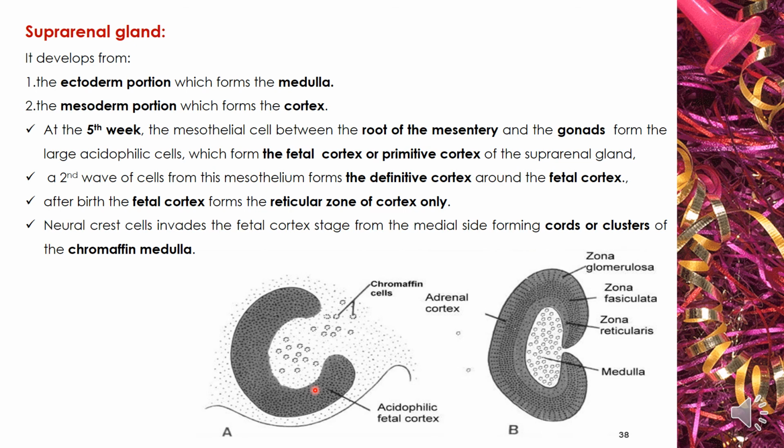After birth, the fetal cortex forms the reticular zone of the cortex only. Neural crest cells inside of the fetal cortex form cords or clusters, the chromaffin medulla.